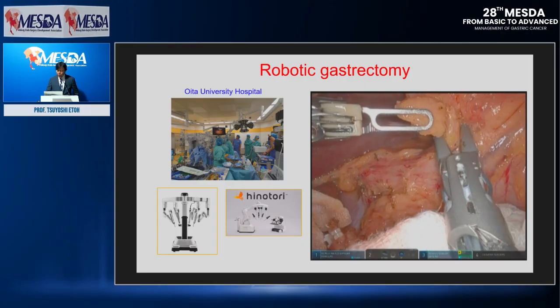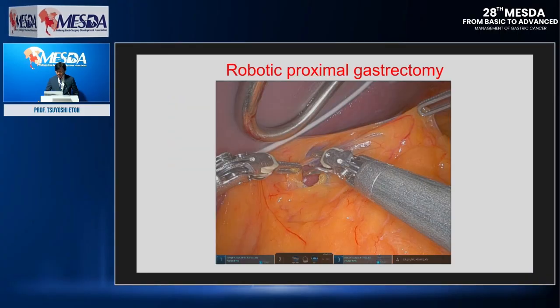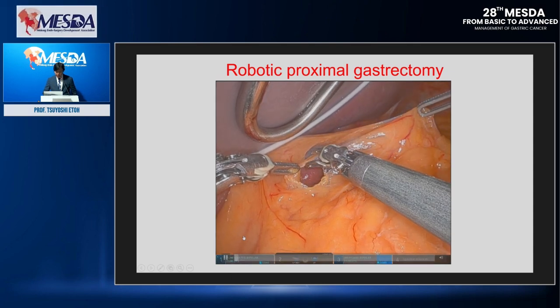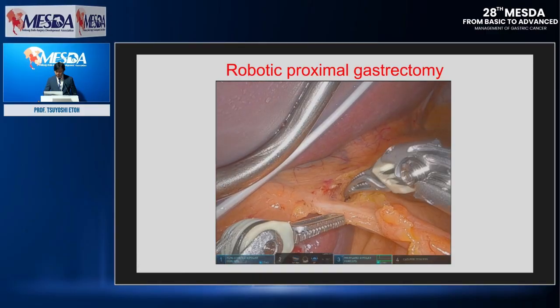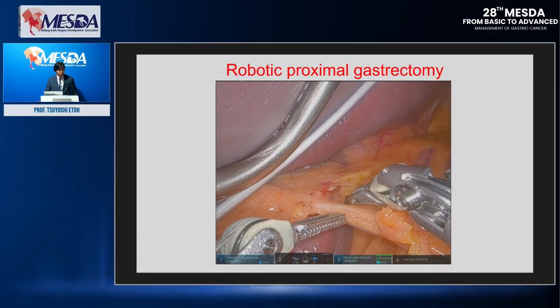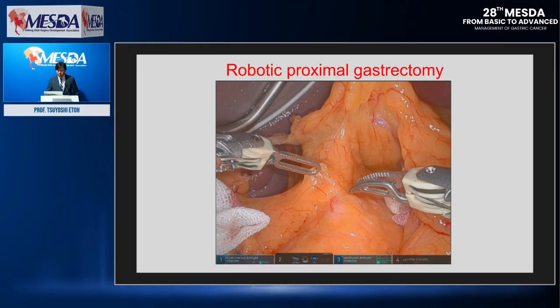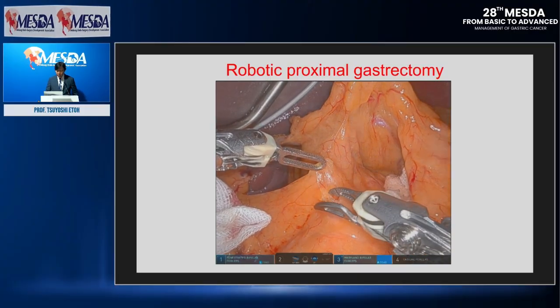This case is a DG. I'm sorry. Okay. This is the last video, proximal gastrectomy. The concept is the same. This patient has the accessory left hepatic vein, so I decided to preserve the left hepatic artery.